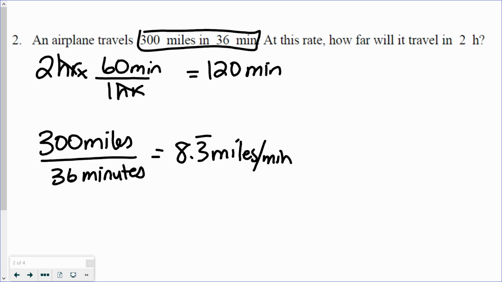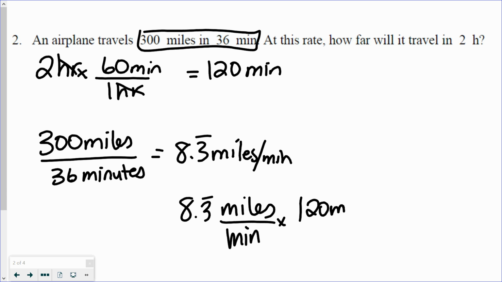And so now what I can do is take that 8.3 repeating miles per minute, write it like this, and multiply it by the amount of time that we're looking for. We're looking for that 2 hours, which I converted to 120 minutes. So again, my units on the top and bottom cancel, and we're going to be left with miles. So 8.3 repeating multiplied by 120 gets us 1,000 miles. So when the plane is traveling at that rate, if we let it go for 2 hours, it's going to travel 1,000 miles.